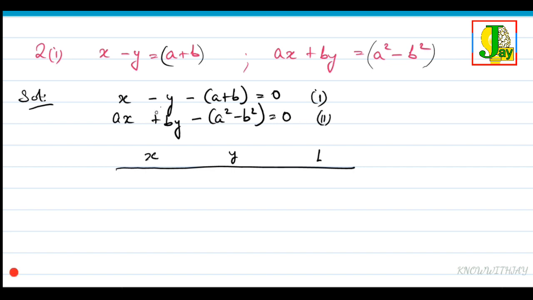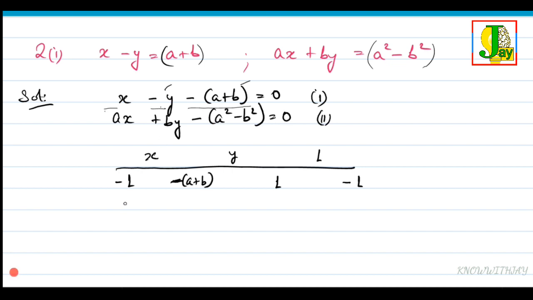So from the first equation we have minus 1, this is c1, and then a is 1. Okay, so we have minus 1, c1 is minus of a plus b, then a1 is 1 and again b1 is minus 1. Okay, minus 1, minus of a plus b, 1, minus 1, this is minus of a plus b.